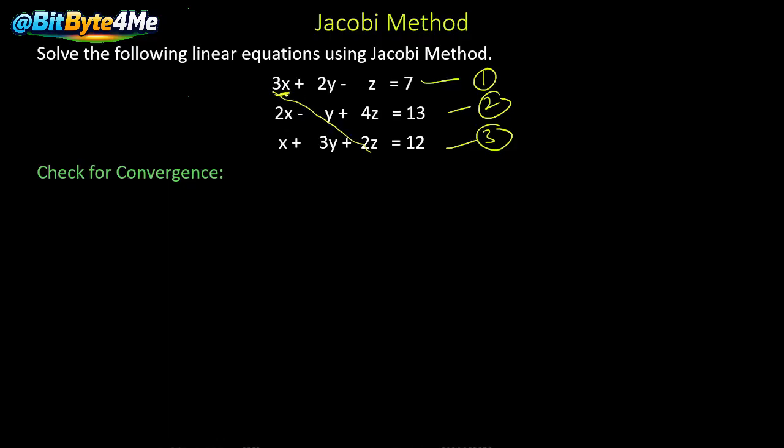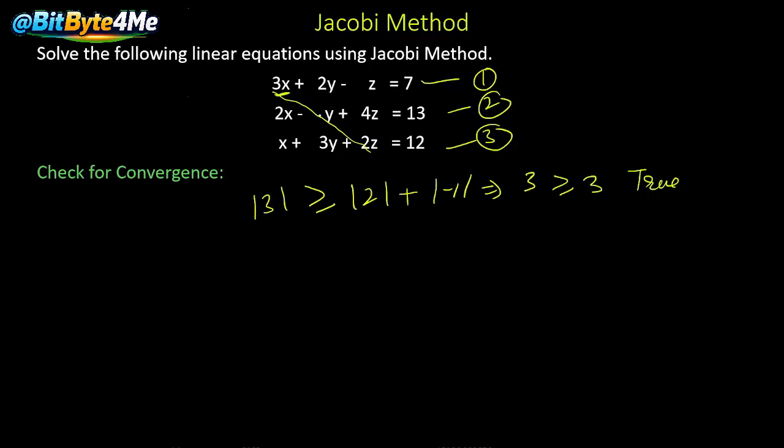The diagonal coefficient should be greater than the sum of these two elements. So |3| should be greater than or equal to |2| plus |-1|, that is 3 is greater than or equal to 3, which is true. So the first equation is suitable for the solution.